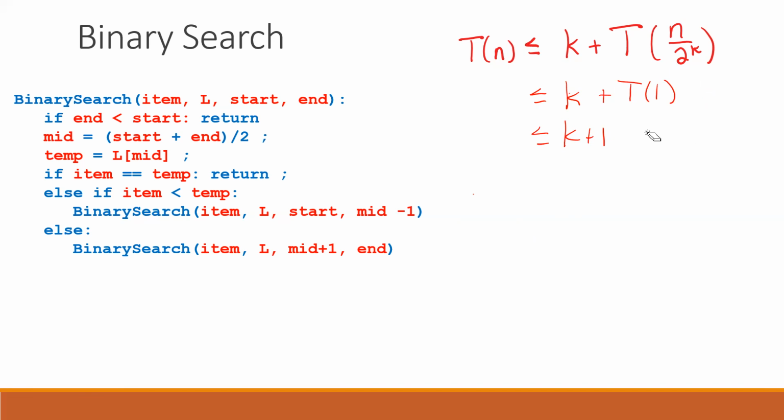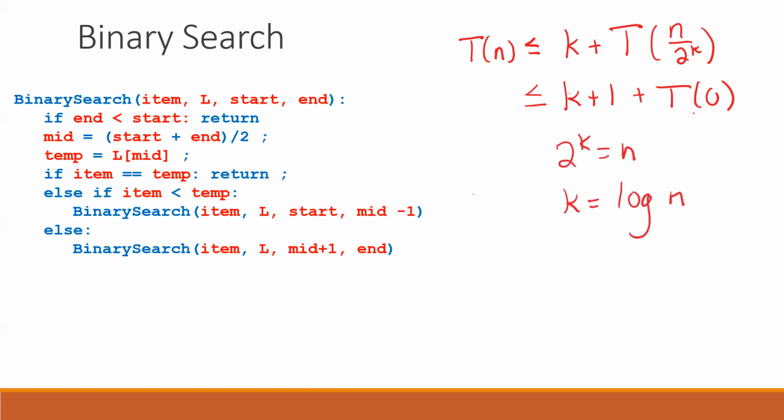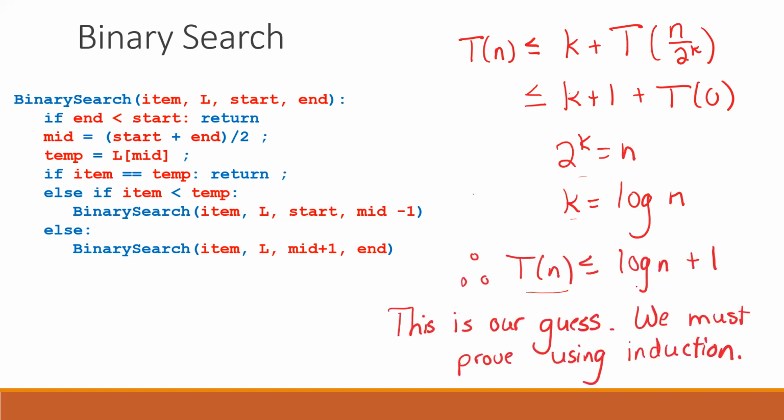So it's a little bit messy at the edges, but ultimately we arrive at k plus 1 plus T of 0. T of 0 is equal to 0. And then we can solve for k. And so we get T of n is less than or equal to log n plus 1. So we substitute log n for the k, we substitute 0 for T of 0, and then the 1 just stays the same. All right, so then we have a guess at the closed form for this recurrence. All right, questions so far?